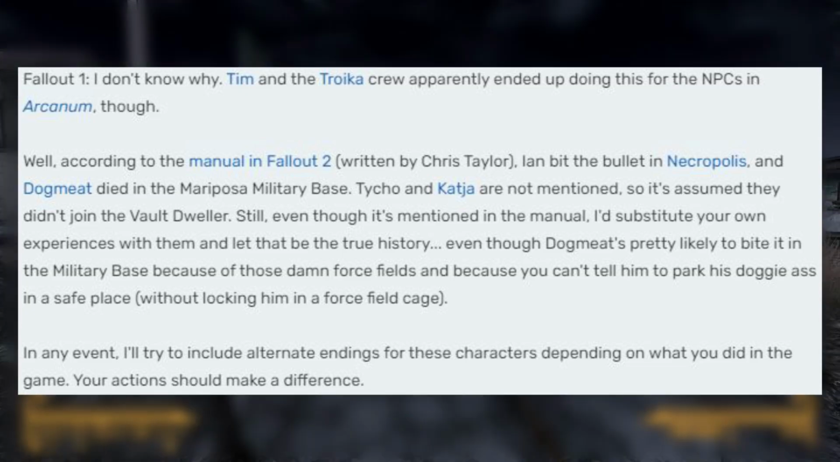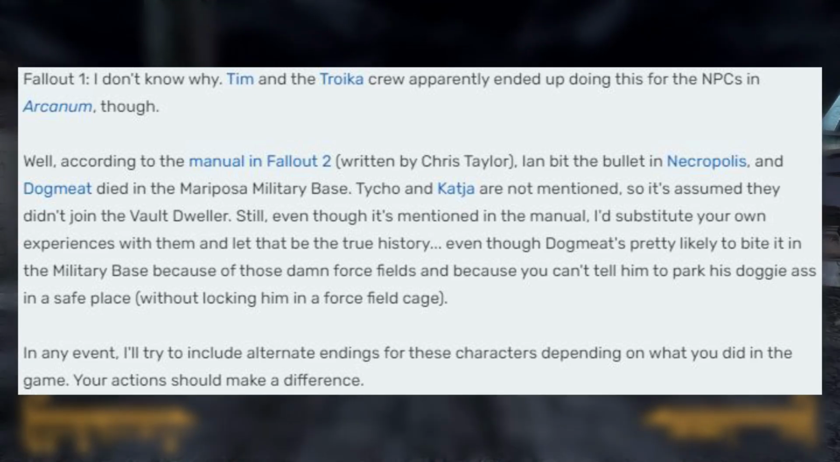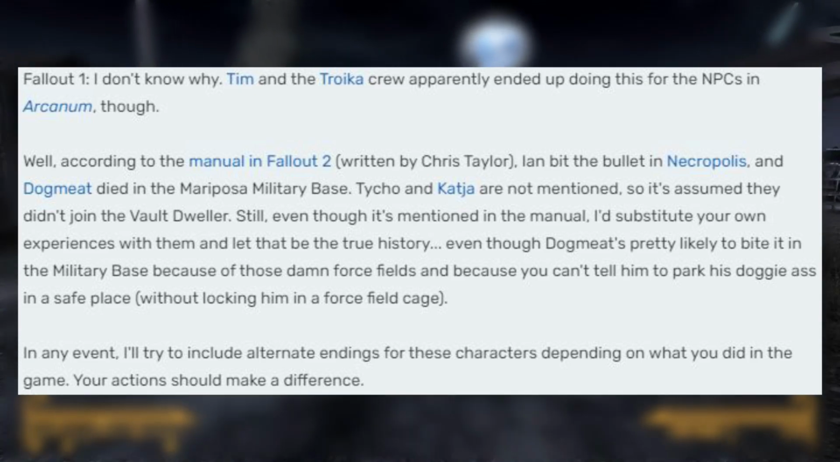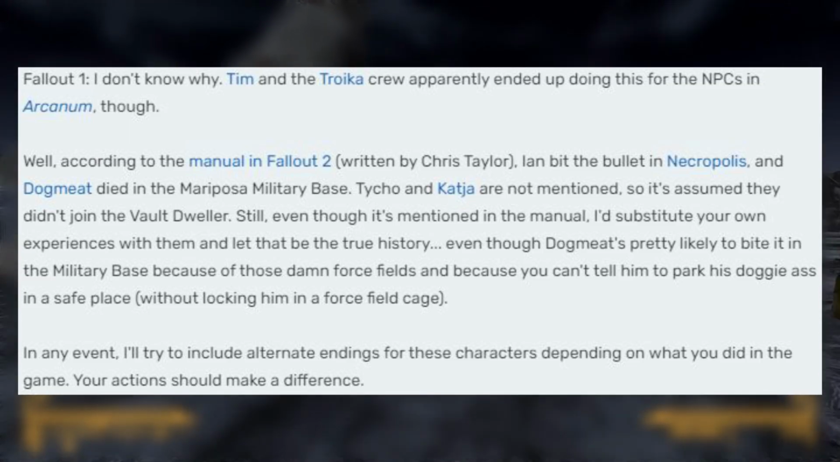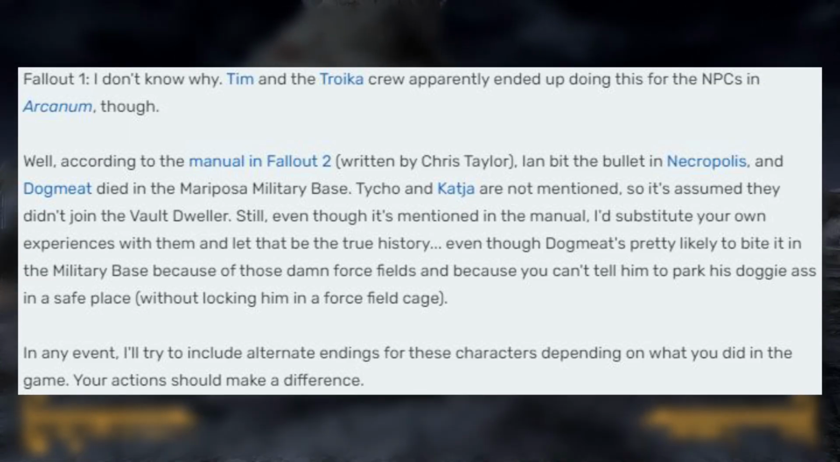Well, according to the manual in Fallout 2, written by Chris Taylor, Ian bit the bullet in Necropolis, and Dogmeat died in the Mariposa military base. Tycho and Katya are not mentioned, so it's assumed that they didn't join the Vault Dweller.